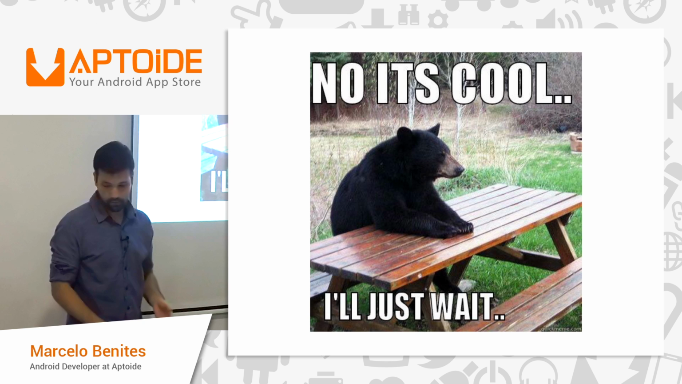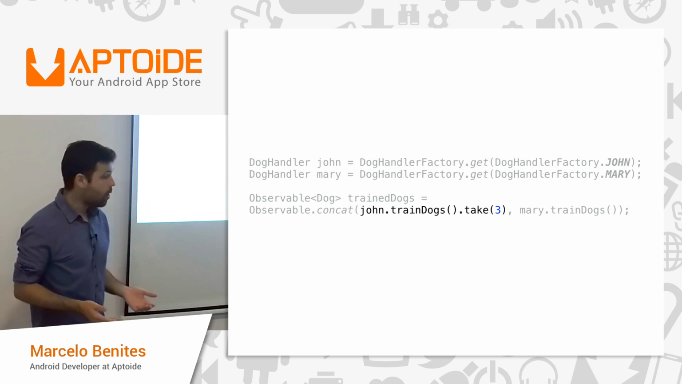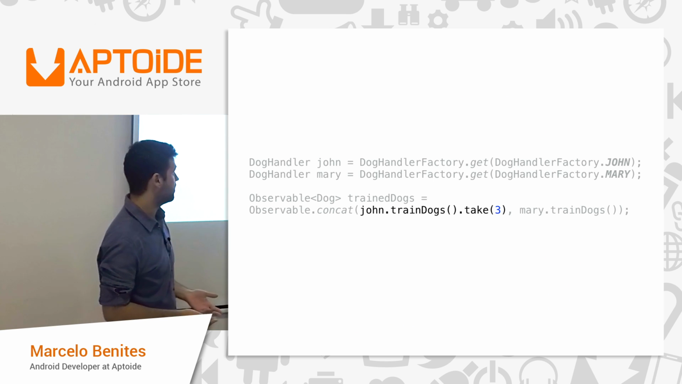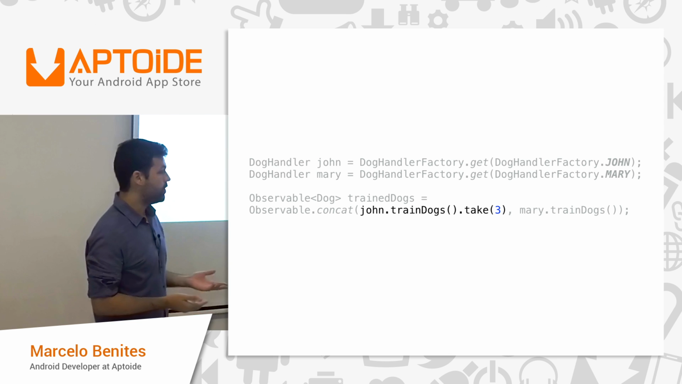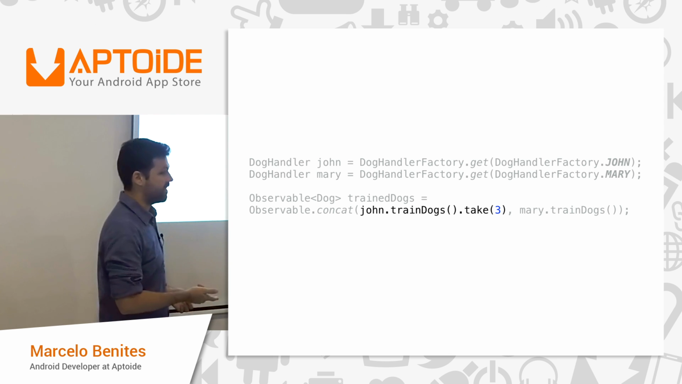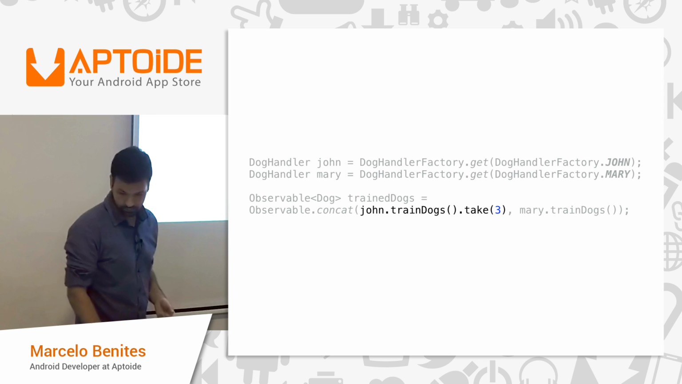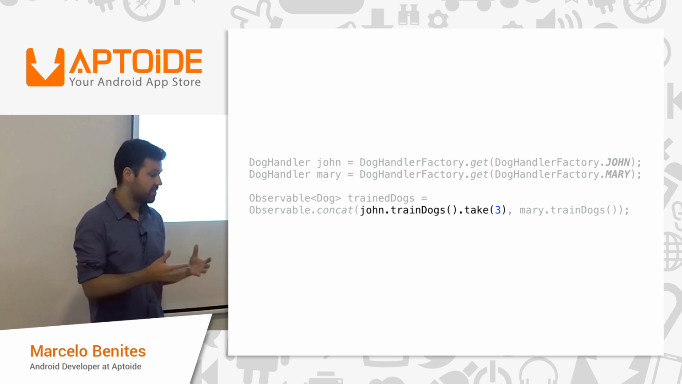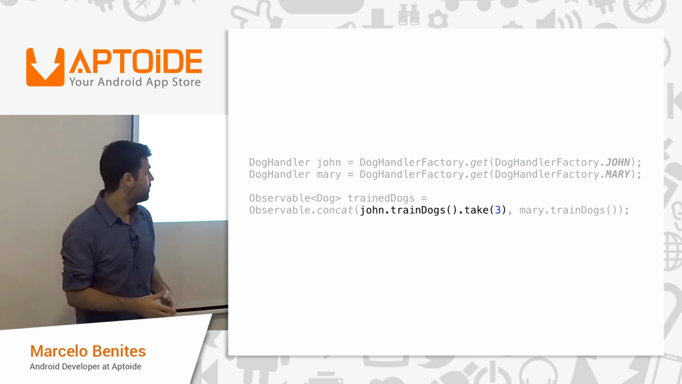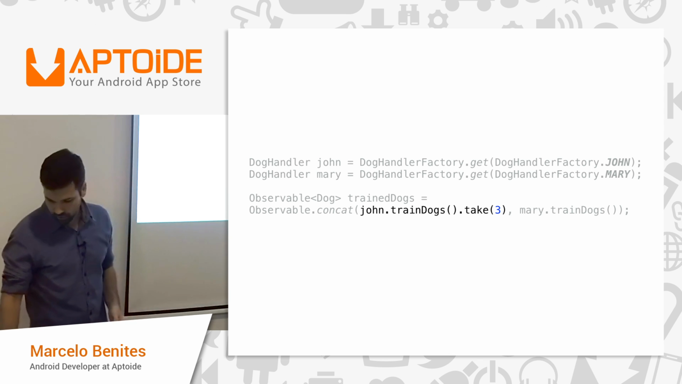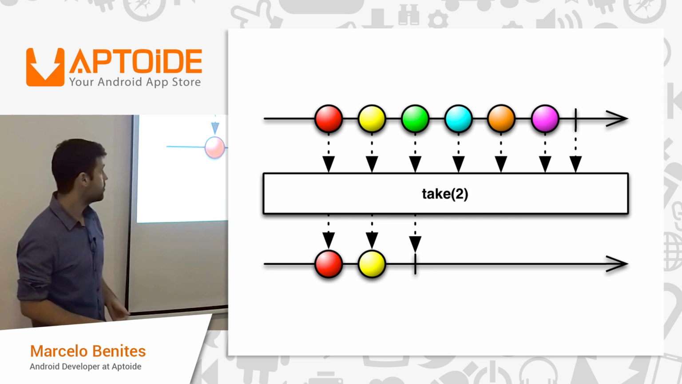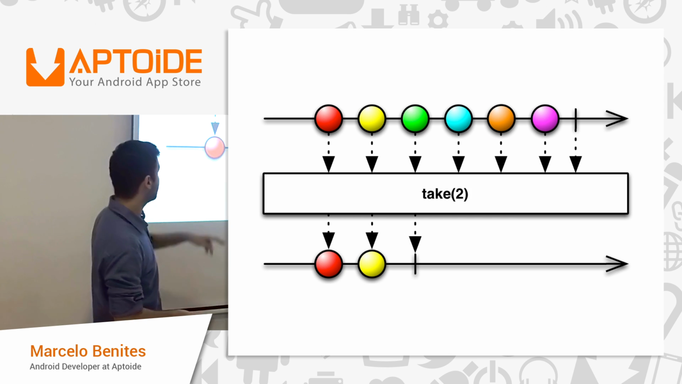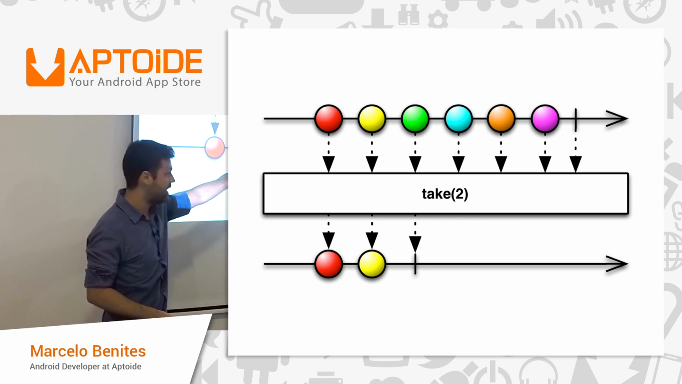So how do we solve that? A simple approach would be to use the take operator. The take operator will take 3 dogs, and then we will complete. And with the completion event, Mary's dogs will be emitted as well, using the concat operator. This is maybe not the best approach, because it's really powerful to have a stream always open for us using the dog repository. But to make it simple, I will show this one for you. So here's the marble diagram. We just take 2 of them, and then we receive the completion event.